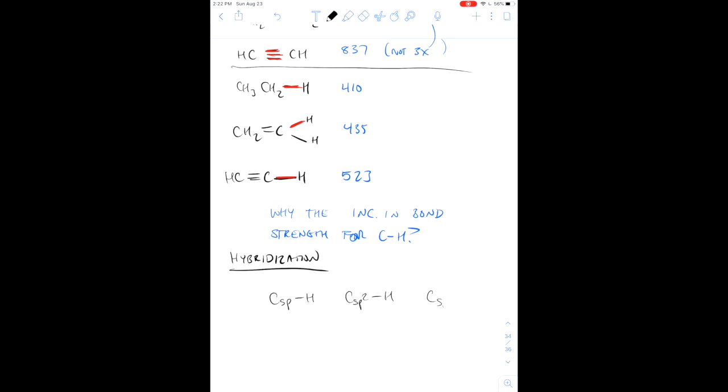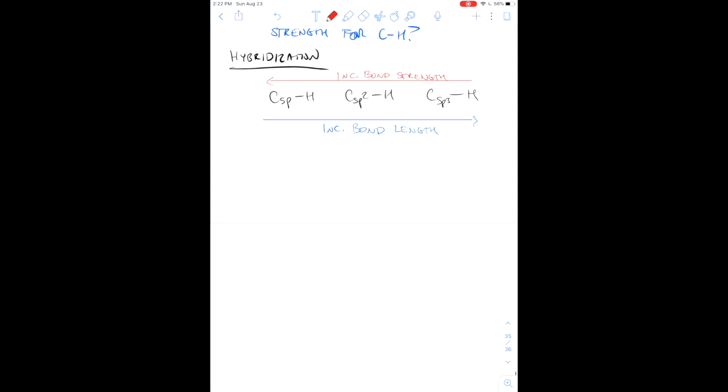So if we compare a C sp-H to a C sp2-H and a C sp3-H, we can see that the trend as we go from left to right is an increase in bond length. So, length. Again, it's because of the hybridization. And then as we go from right to left, we have an increase in bond strength. We'll explain why in a second. It has to do again with the hybridization.